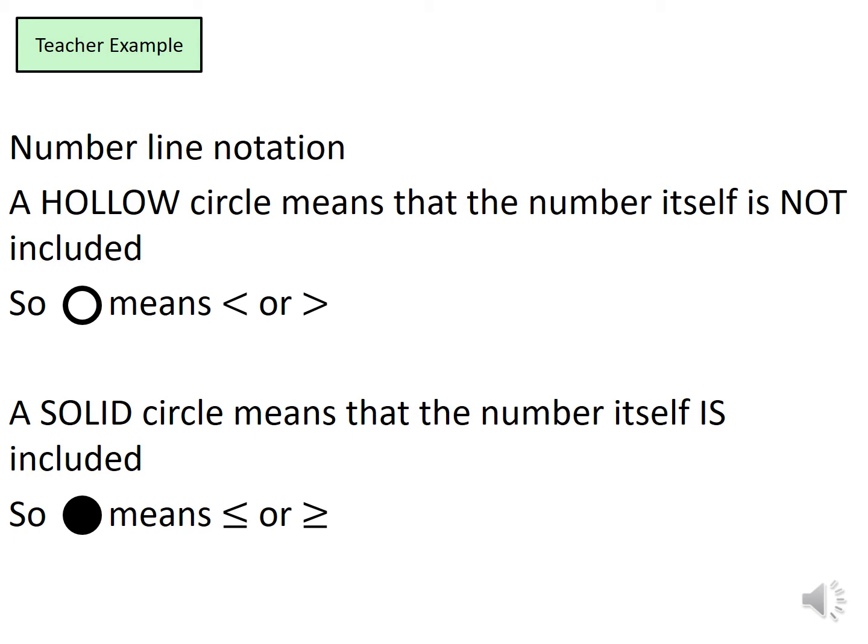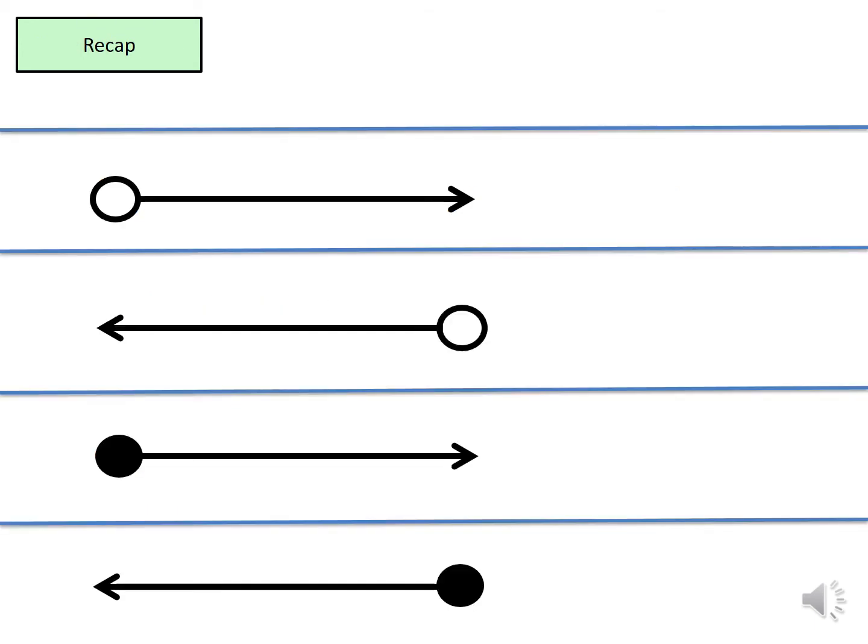Now, to just quickly recap, a hollow circle means that the number itself is not included. So, that is when x is usually greater than or less than. Okay? And it's represented with a hollow circle. And a solid circle, therefore, means that the number itself is included. So, you would color in the circle when it's greater than or equal to or less than or equal to, as the symbols show.